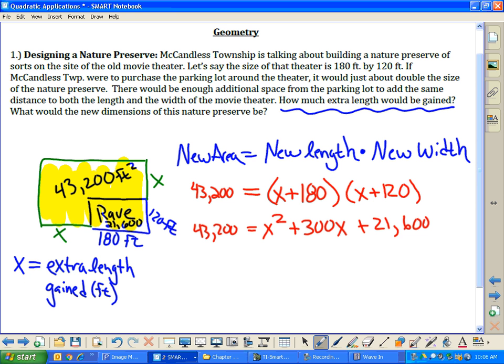Outside of completing the square, however, step one in the other methods would have us getting one side equal to 0. So I'm going to go ahead and do that. I do that by just subtracting 43,200 from both sides. So I would have to now subtract 43,200 from 21,600. That's just going to give me negative 21,600. You have options. You do. We now need to solve this for x.